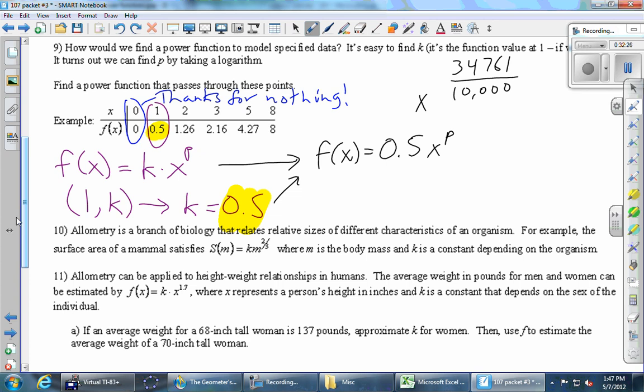Okay, we're going to pick another point. You can pick any old point. You might even pick the one with the nice numbers, the 8 and the 8. I'm going to pick the one with the not nice numbers, 2 and 1.26.